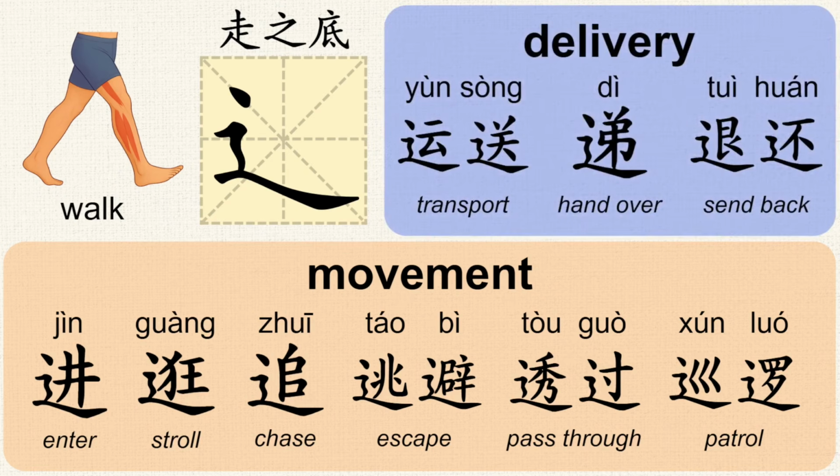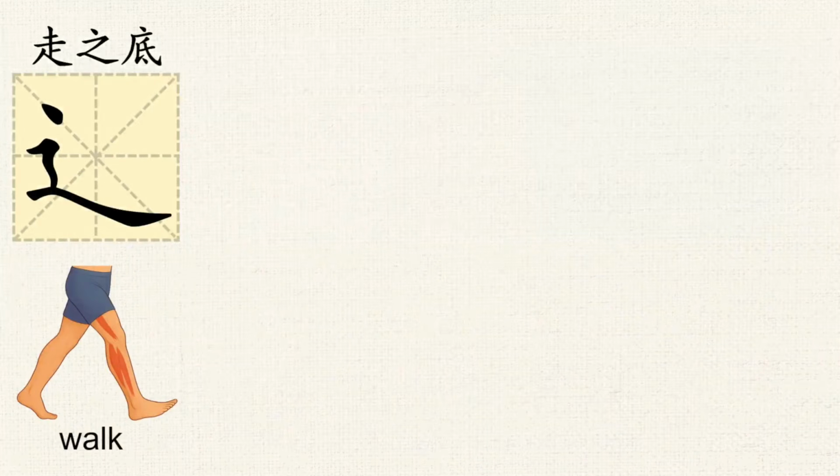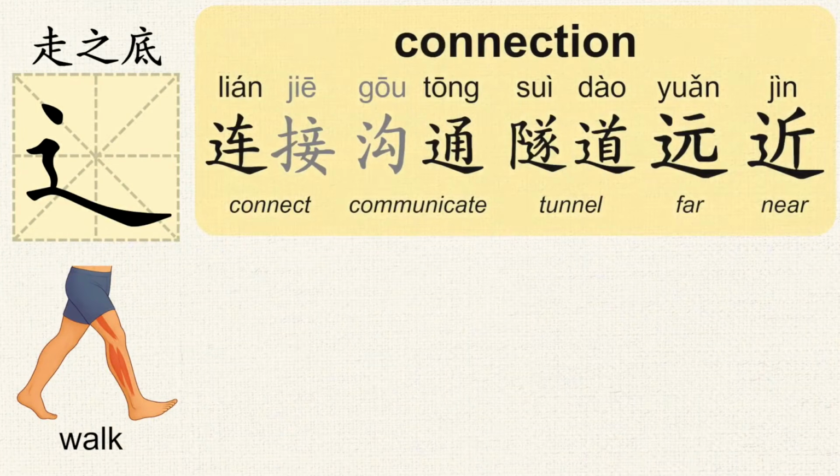A delivery also involves the movement of some object. 运送 means to transport. 递 means to hand something over to somebody, and 退还 is to send something back or to refund it. 走之底 also appears in words describing the connection between two things that are apart. 连接 means to link or connect two things. 沟通 means to connect in the sense of communicating. 隧道 is a tunnel, and 远 and 近 mean far and near.